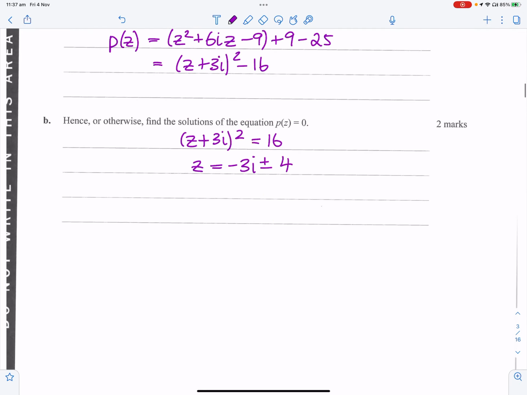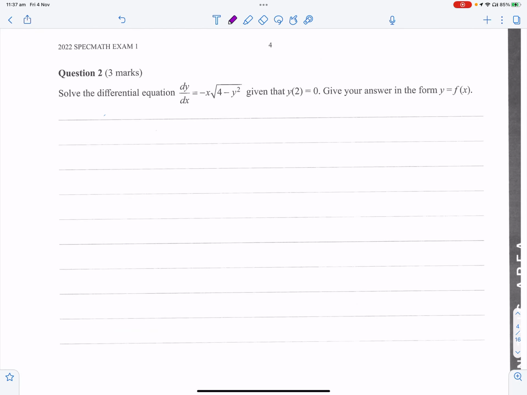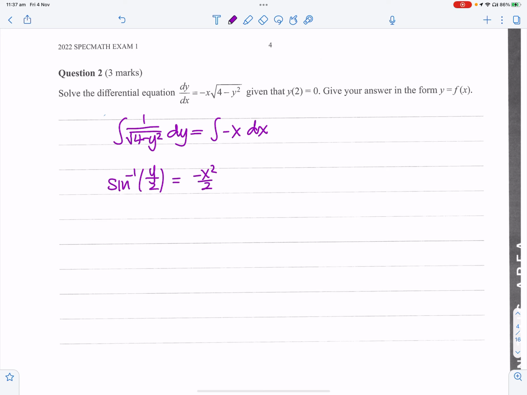Okay, this looks like it's harder. What are we going to have to do? Separate this apart. So we're going to get 1 on root 4 minus y squared dy is equal to negative x dx. That's going to be sine inverse of y on 2. Remember, it's a square root of that value. Is negative x squared on 2 plus c.